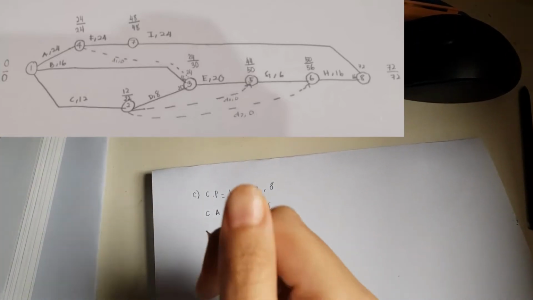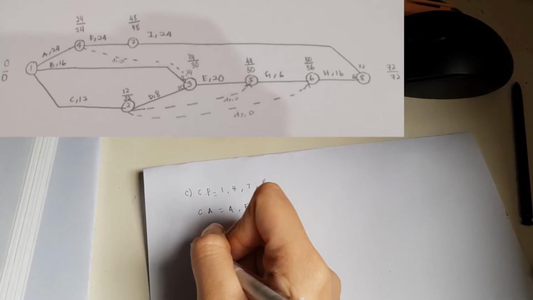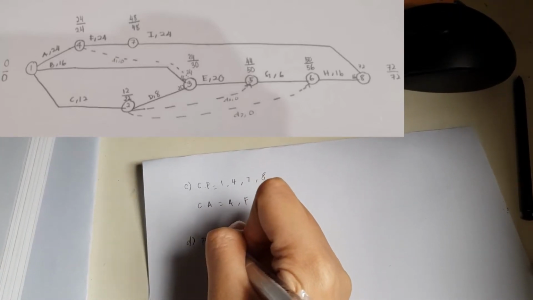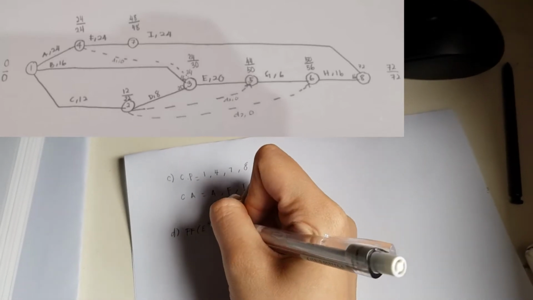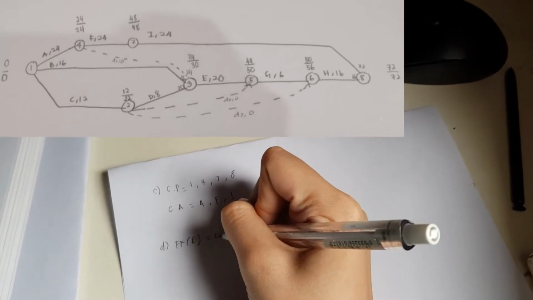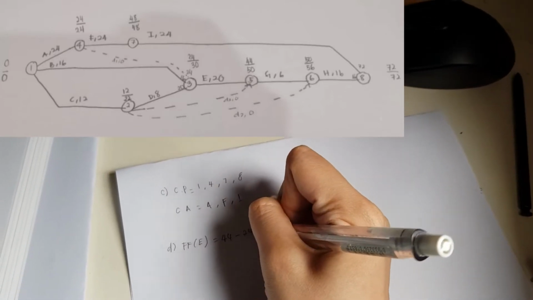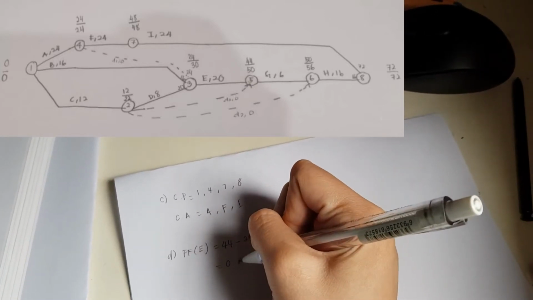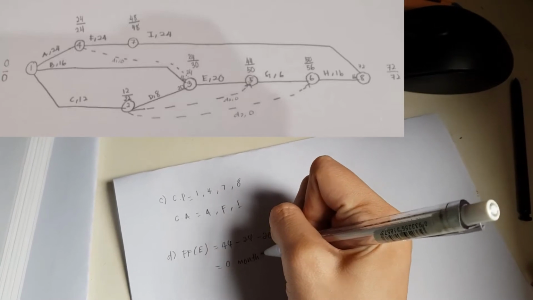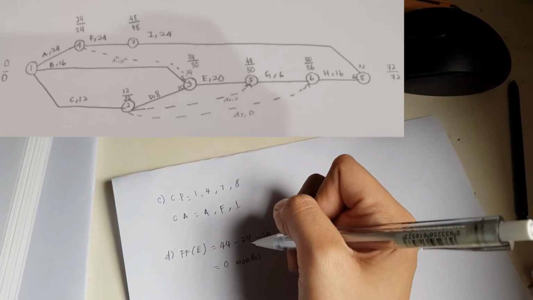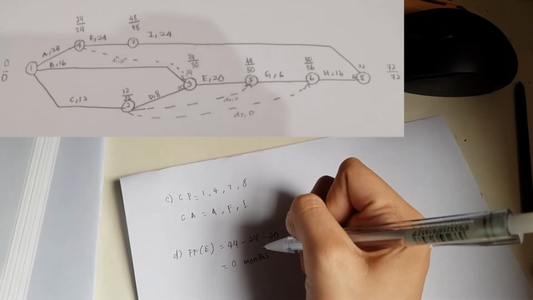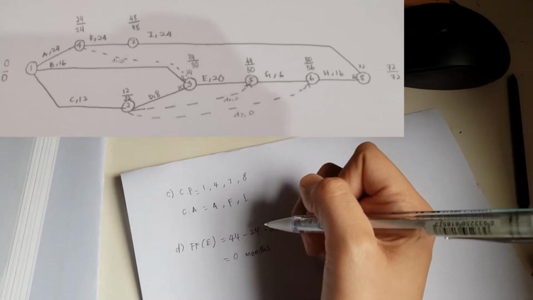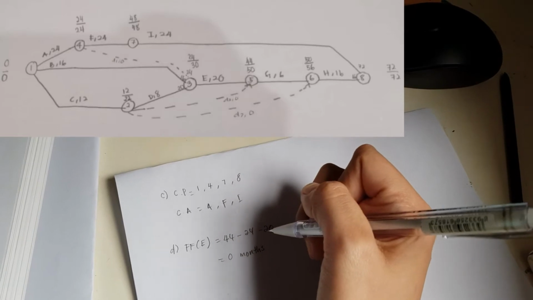So next we have to find out the free float of E. So question D, free float E. So 44 minus 24 minus the duration 20, and then you got 0 months. So it means that this is the spare time available if an activity starts at the earliest possible time when the earliest finishing time is used.